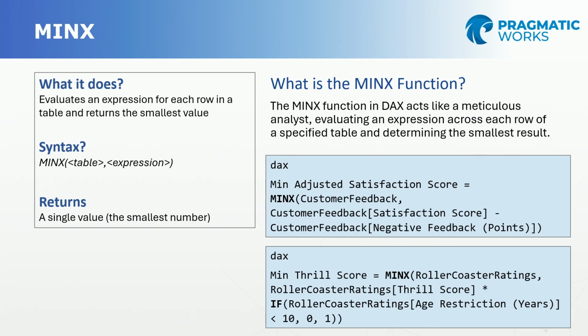The MINX function evaluates an expression on each row and then returns the smallest value. The syntax is MINX, your table which you'd like to iterate across, and the expression. This is going to return the smallest value. So again, this is similar to MIN. We're trying to find the smallest thing, but MINX allows us to bring in some row context.